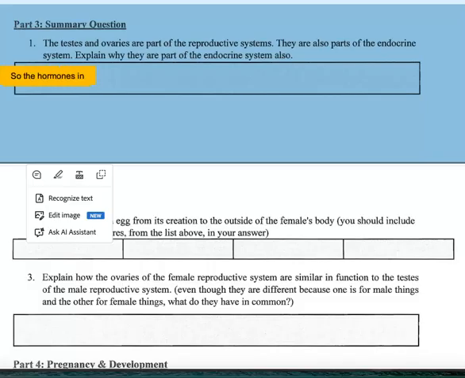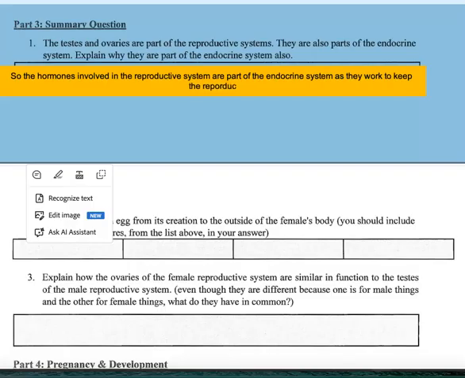So the hormones involved in the reproductive system are part of the endocrine system as they work to keep the reproduction systems working and help maintain homeostasis. Okay, so that's that question.